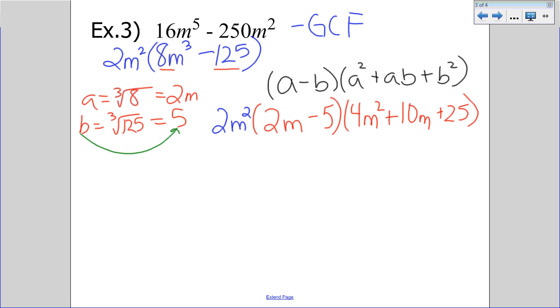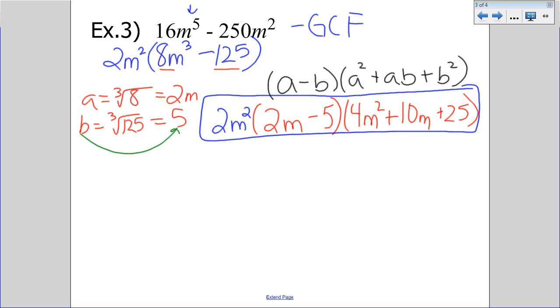Your greatest common factor has to come back into your final answer. Your job is to get everything multiplied together to give me 16m to the 5th. And so now you've got 2, 3, 4, 5 m's, which is what we needed here. So you can always do that check to make sure you have those. So this actually is our final answer.